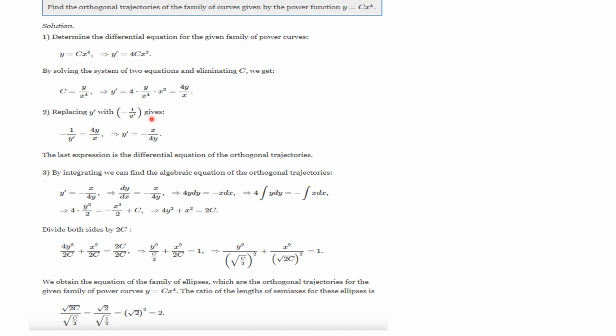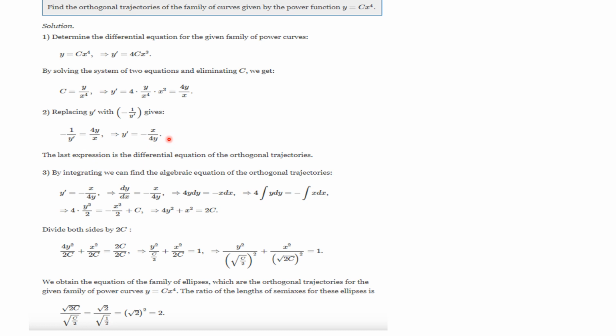Now what I want to do is find the differential equation associated with the orthogonal family, so I'm going to replace y prime in this with negative 1 over y prime. That's what I do here, and simplify it, and this is the differential equation associated with the orthogonal trajectory. So this is the one we have to solve.